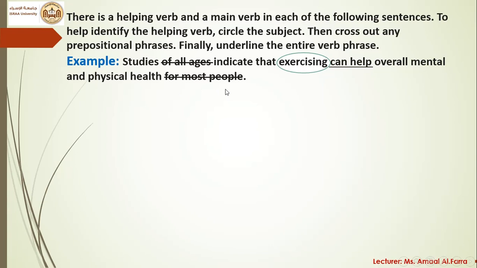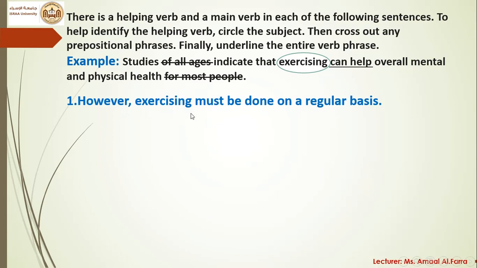So, first you are going to cross out the prepositional phrase, and maybe you can find more than one prepositional phrase in the same sentence. Here in this sentence we have 2 prepositional phrases: of all ages, beginning with of, and for most people, beginning with for. The subject of this sentence is exercising and it is circled. Here is the verb phrase. It consists of what? Of can as a helping verb and help as what? As a main verb. So the helping verb and the main verb together form the verb phrase you are going to underline.